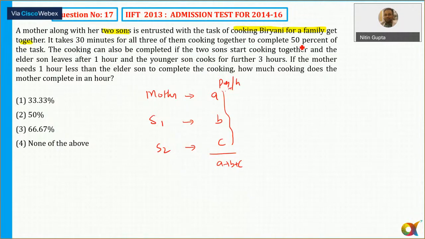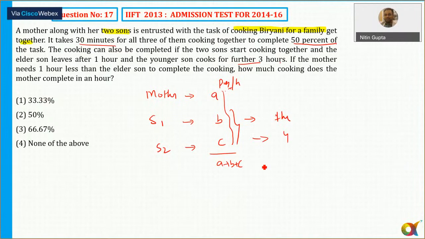और मुझे गिवन है कि 50 घंटे टोटल टास्क क्या होगा, 1 घंटे में कंप्लीट हो रहा है, तो मदर ने A यूनिट किया 1 घंटे में, सन ने B यूनिट और थर्ड सन ने C यूनिट, सो A plus B plus C, this is my total work. The cooking can also be completed if the two sons start cooking together and elder son leaves after 1 hour, so 1 घंटे and the younger son cooks for further 3 hours. तो दोनों भाई साथ साथ करते हैं, but एक भाई 1 घंटे के बाद छोड़ देता है, दूसरा उसके 3 घंटे बाद, यानी कि 4 घंटे उसने काम किया.